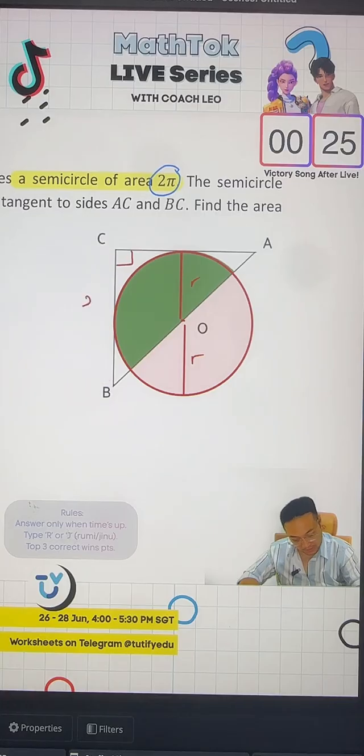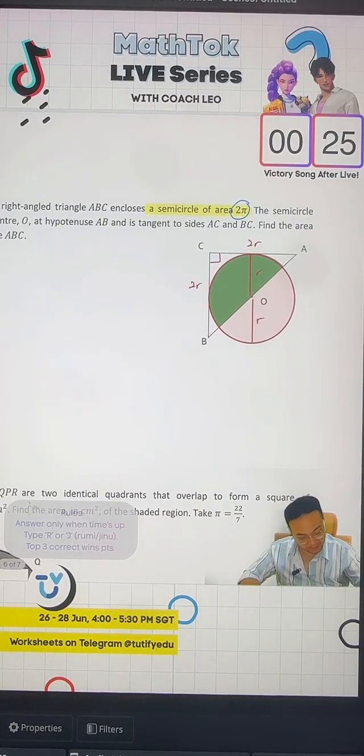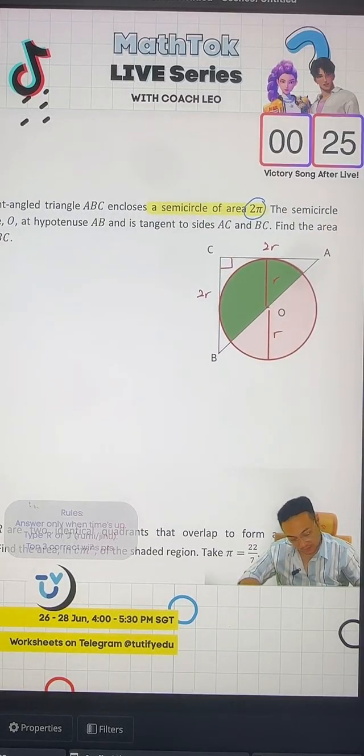Okay, so the side length is 2r here, and we already know that the area of the semicircle is 2 pi. So how do you find area of semicircle? Area of semicircle equals to half pi r squared. And since the question already told us that it is equal to 2 pi, right? Then I can just cancel away the pi here, right? And what else can I do? Get rid of the half.